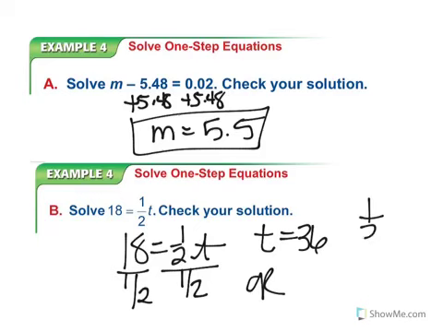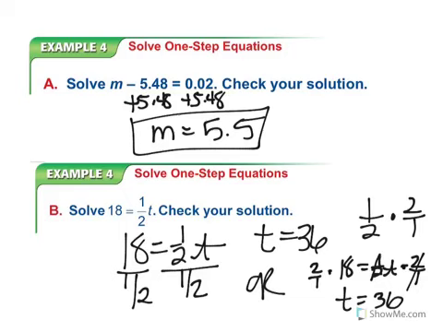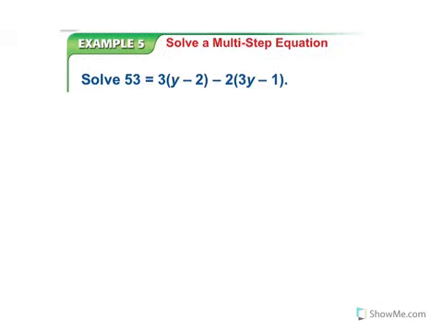And what that means is if I take 1/2 and I flip it to get 2 over 1, and I put a multiplication sign between them, that's multiplying by the reciprocal. Okay, so I can take 18 is equal to 1/2 t, multiply both sides by 2 over 1. That means that these two things will cancel out, and we get 18 times 2, which is 36, which is the exact same answer we got a second ago. Your turn. Now we're going to solve a multi-step equation.